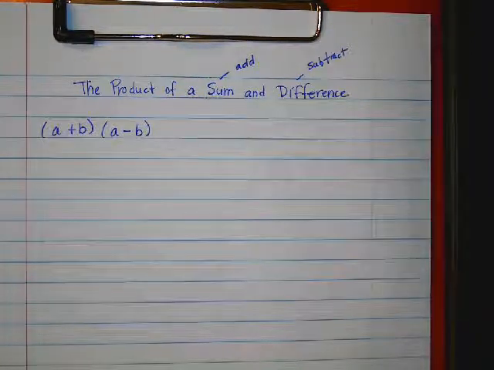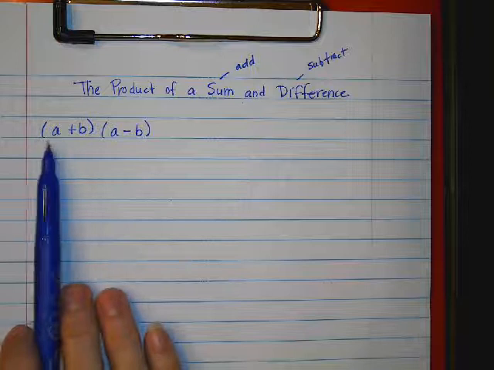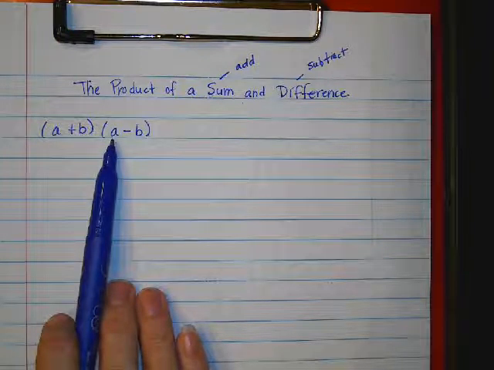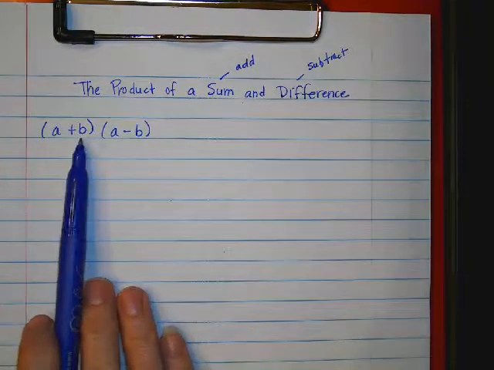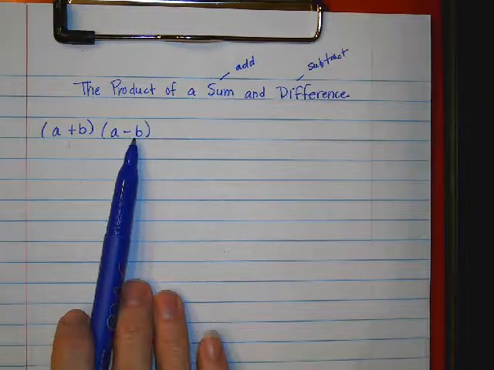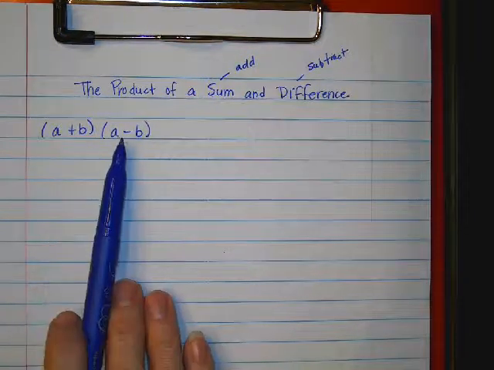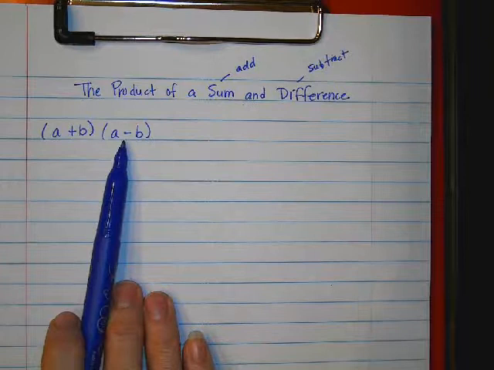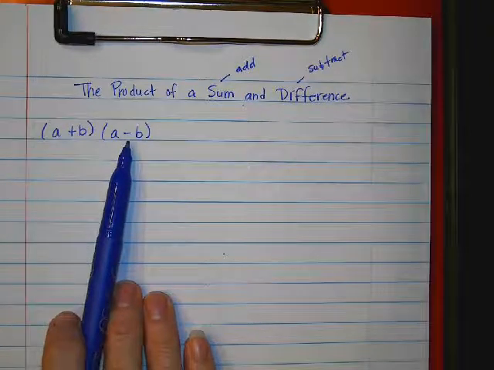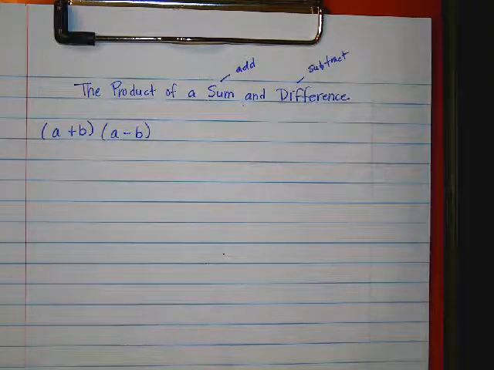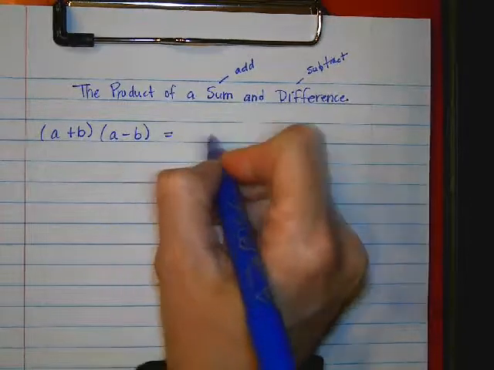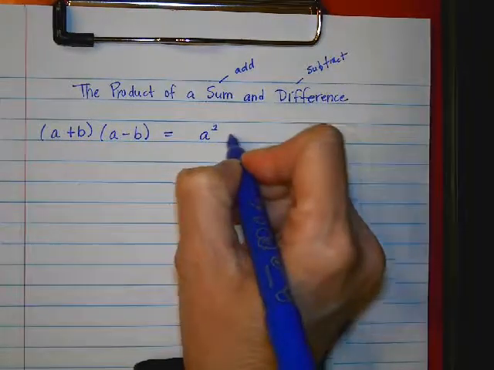So to be the product of a sum and difference, they have to have the same number in the a spot, and they have to have the same number in the b spot, except one time you're going to be adding and the next time you're going to be subtracting. Alright? So when we solve this, the final answer will always be a squared minus b squared.